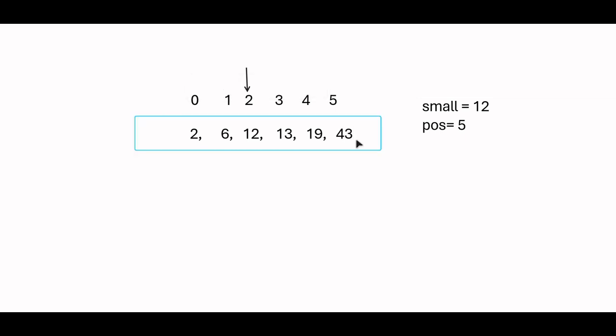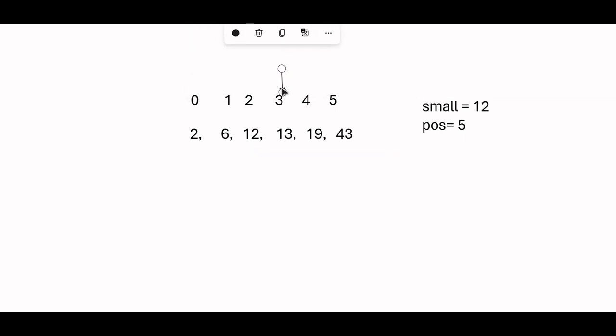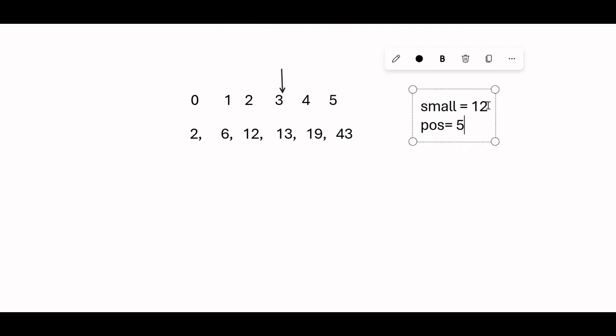The next iteration, the k will start from subscript 3 and small will store the element that is in subscript 3, that is 13. Pos will be that subscript 3, and then I'll compare the remaining elements. So remaining elements, if you notice, between 19 and 13, 43 and 13, there won't be any change needed because 13 is in the proper place.